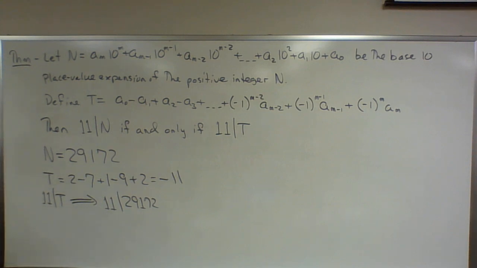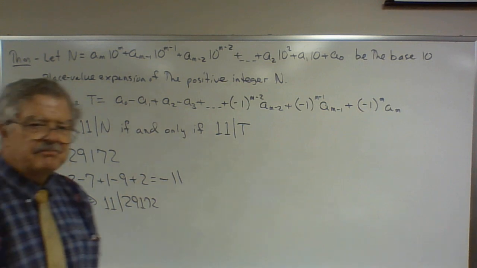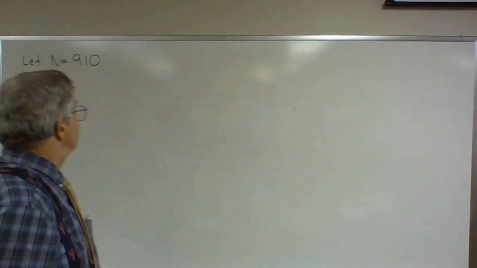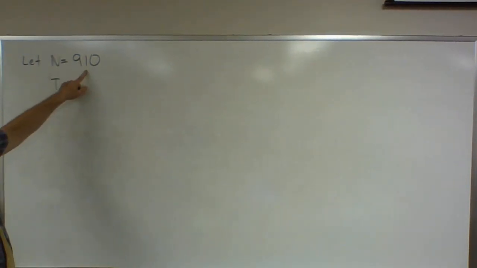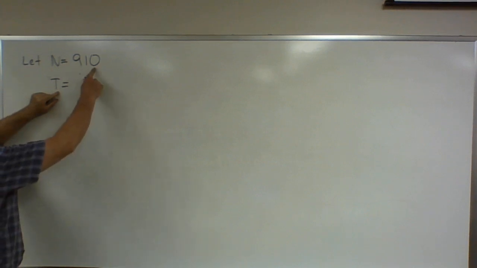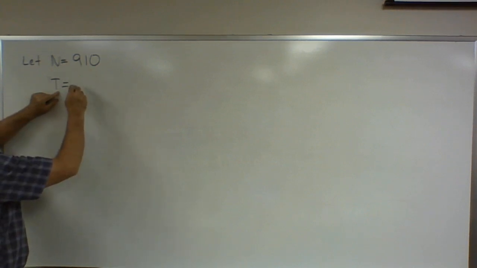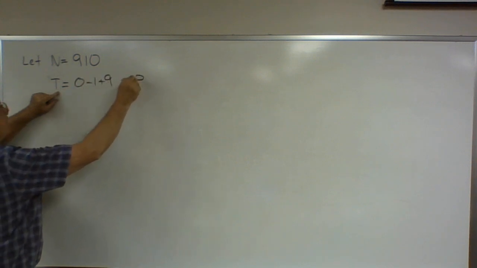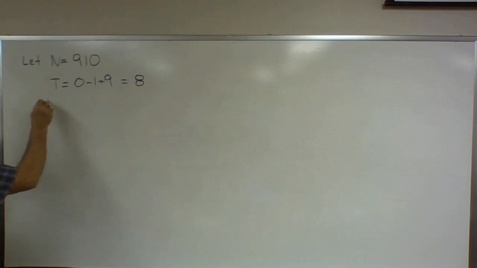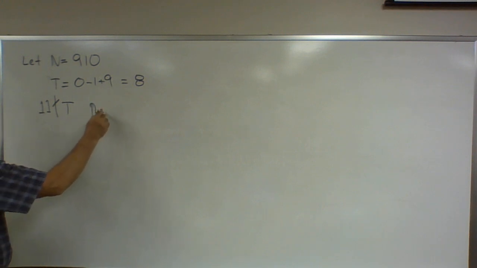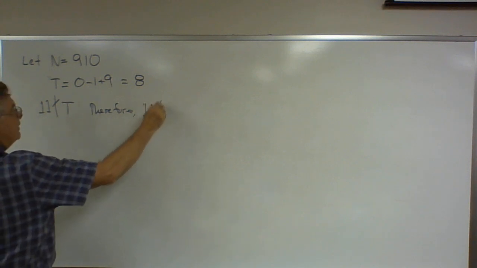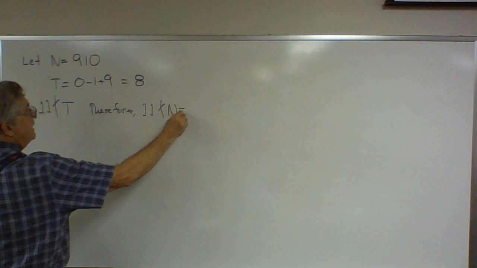Let's look at another example, our last example. Okay, let N equal 910. T we get by taking the digits and adding and subtracting in reverse. So 0 minus 1 plus 9 gives us 8. And notice this, 11 does not divide T. Therefore, 11 does not divide N equal 910.